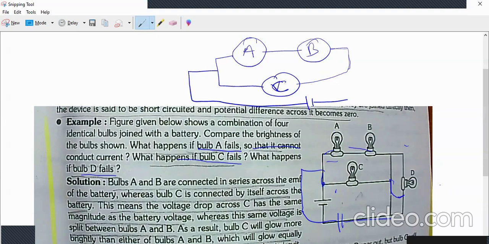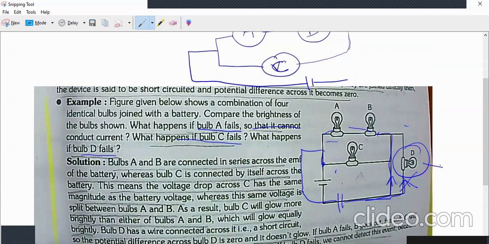So what does this indicate? It indicates something very strange, that current will go from here. It will have two paths. Either it can go here or it can go here. It will never go towards this path, because it is finding something which is consuming energy. Here it's the lowest energy path, so it will go here. So actually D is not even working. It is short circuited. The bulb D has a wire connected across it, so the potential difference is zero and it doesn't glow.